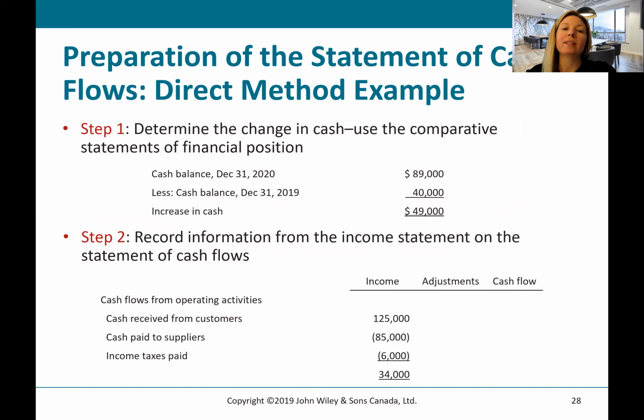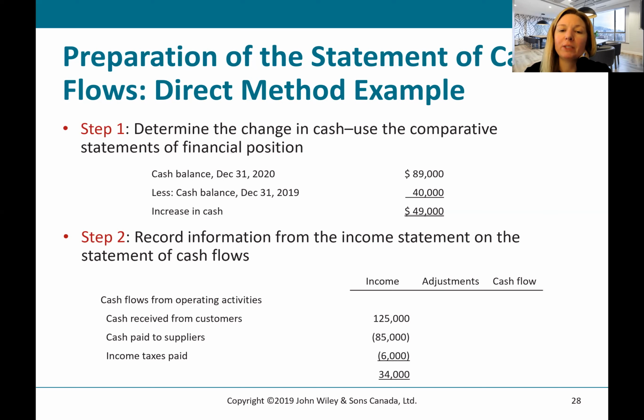Okay, so let's go through our steps. So first, we're going to determine the change in cash. And so we're just going to take this right off of the statement of financial position. So we had cash of $89,000 at December 31st, 2020. The opening balance was $40,000. So our cash increased by $49,000. So that's what we need our cash flow statement to reconcile back to.